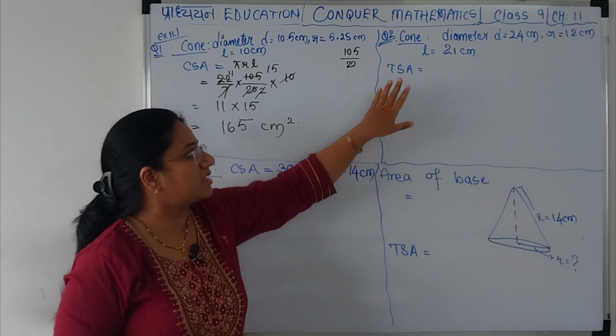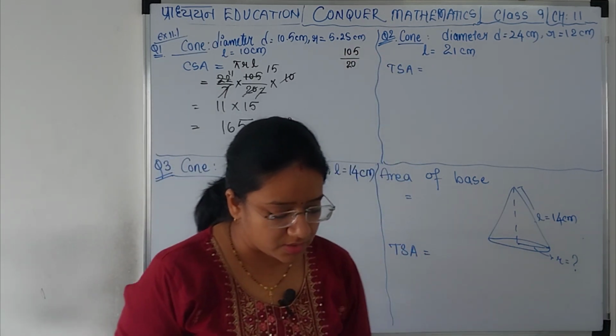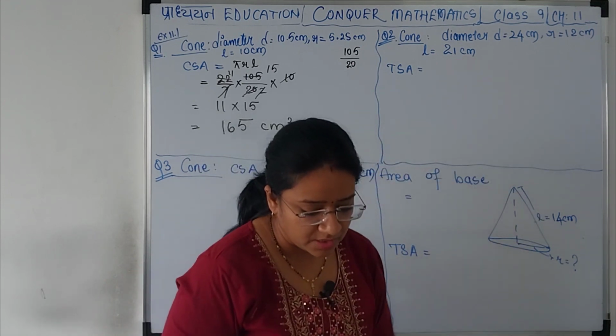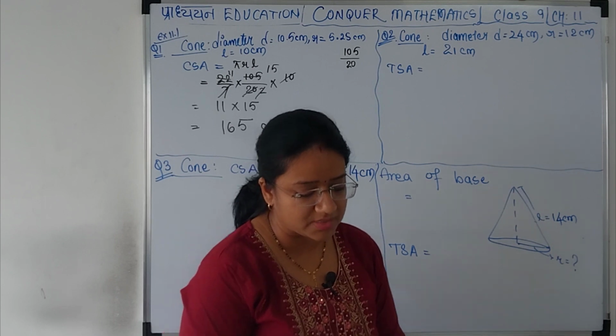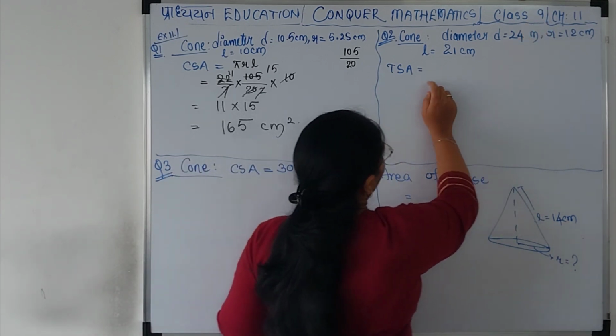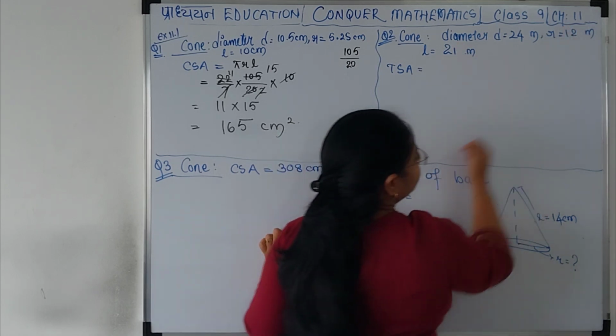Okay. Let's read question number 2. It's literally the same. Just you have to find the total surface area. Let's read it. Find the total surface area of a cone if the slant height is 21 meters and the diameter of the base is 24 meters. So the radius will become 12 meters.